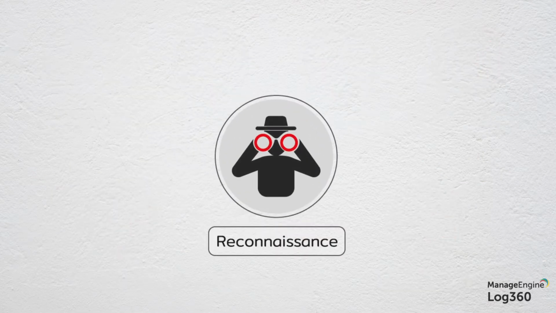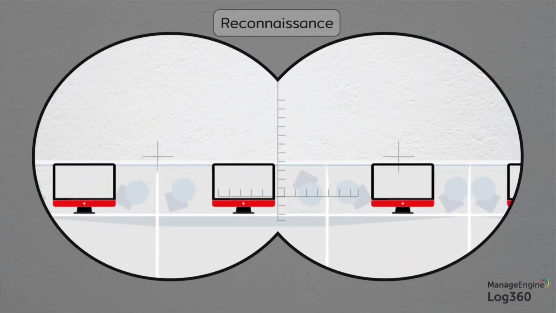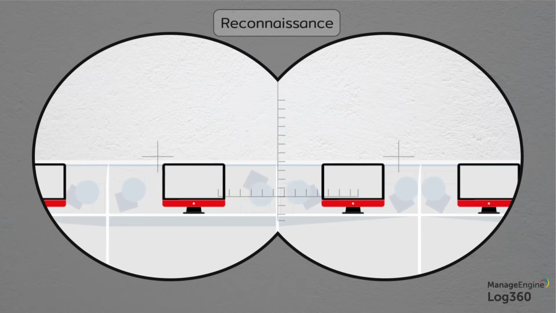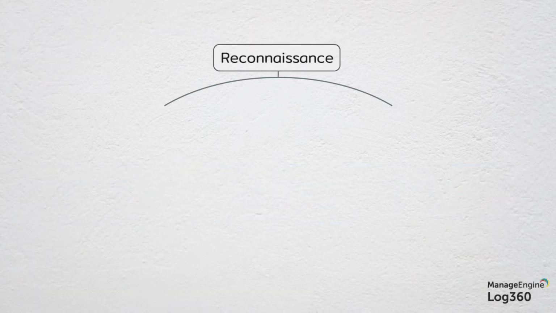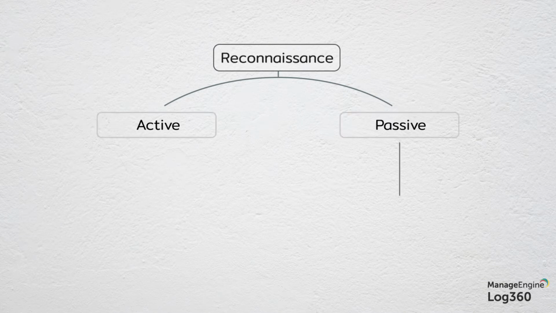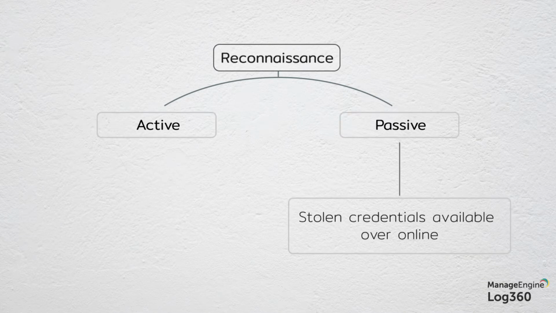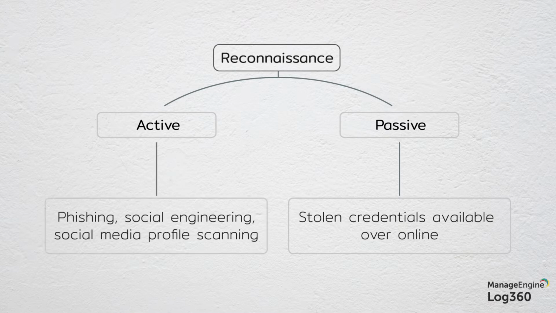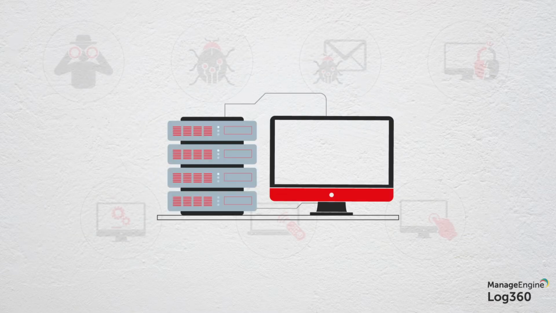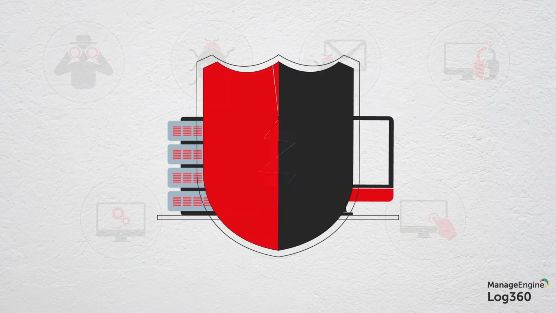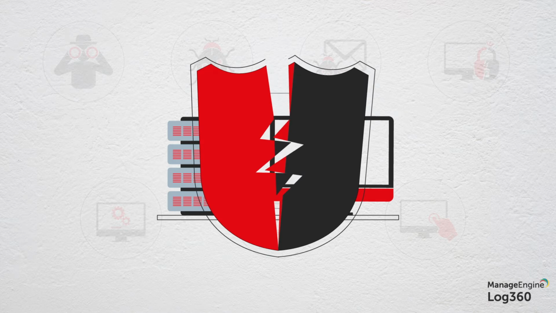Let's start with the first stage, reconnaissance. At this stage, attackers study and learn about their victim's network. There are 2 working methods for this stage: active and passive. Passive reconnaissance involves gaining access to the target's network easily using stolen credentials available online. Active reconnaissance is when attackers use social engineering to understand the user base of the victim. Most targeted security attacks start with active reconnaissance. The inferences obtained from this stage are used in the later stages of the cyber kill chain to effectively penetrate, persist, and attain the objective in the victim's network.